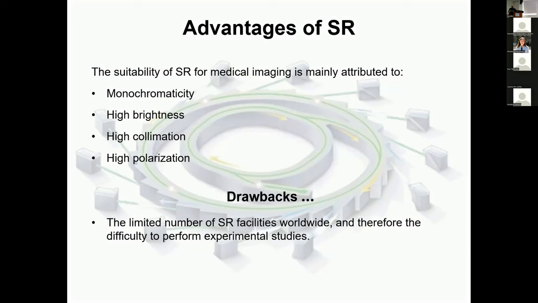And which are the main advantages of this radiation? Monochromaticity, high density or high brightness, high collimation and high polarization, connected with phase imaging. Which are the main limitations? The limited number of facilities, and therefore the difficulty to perform experimental studies, and of course the cost.